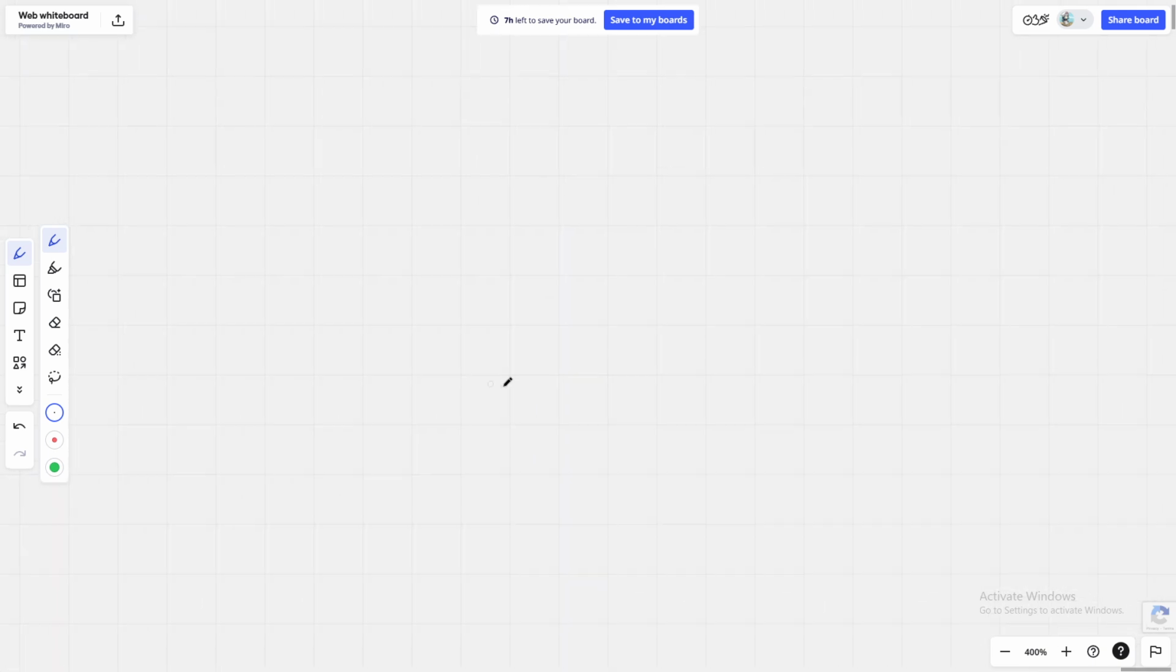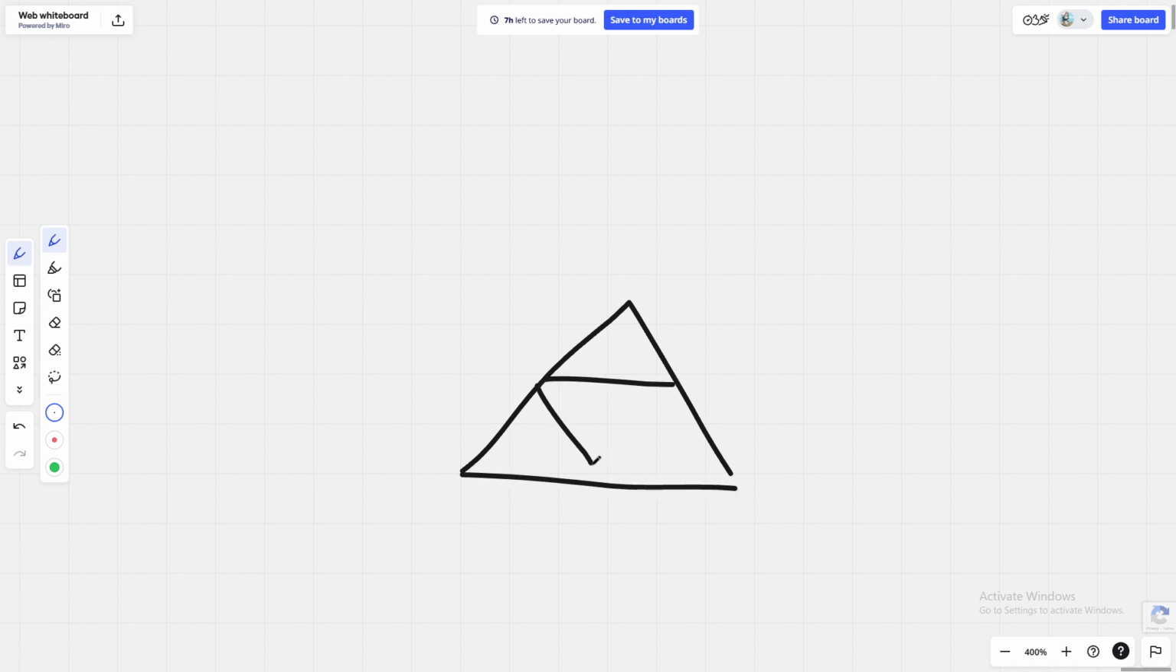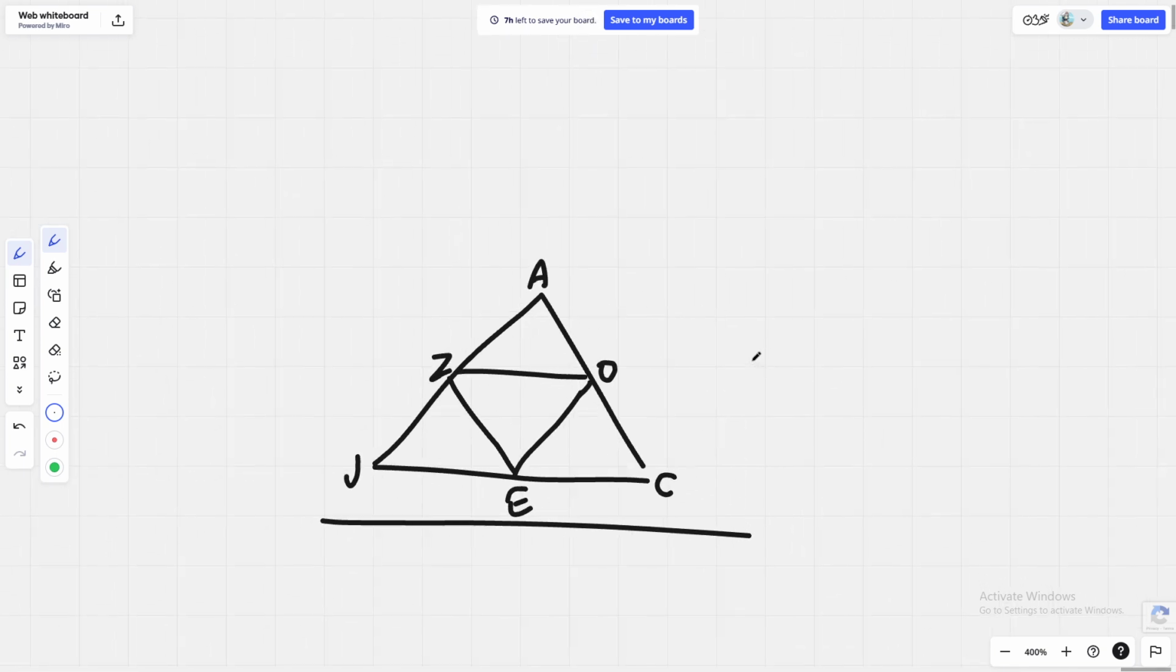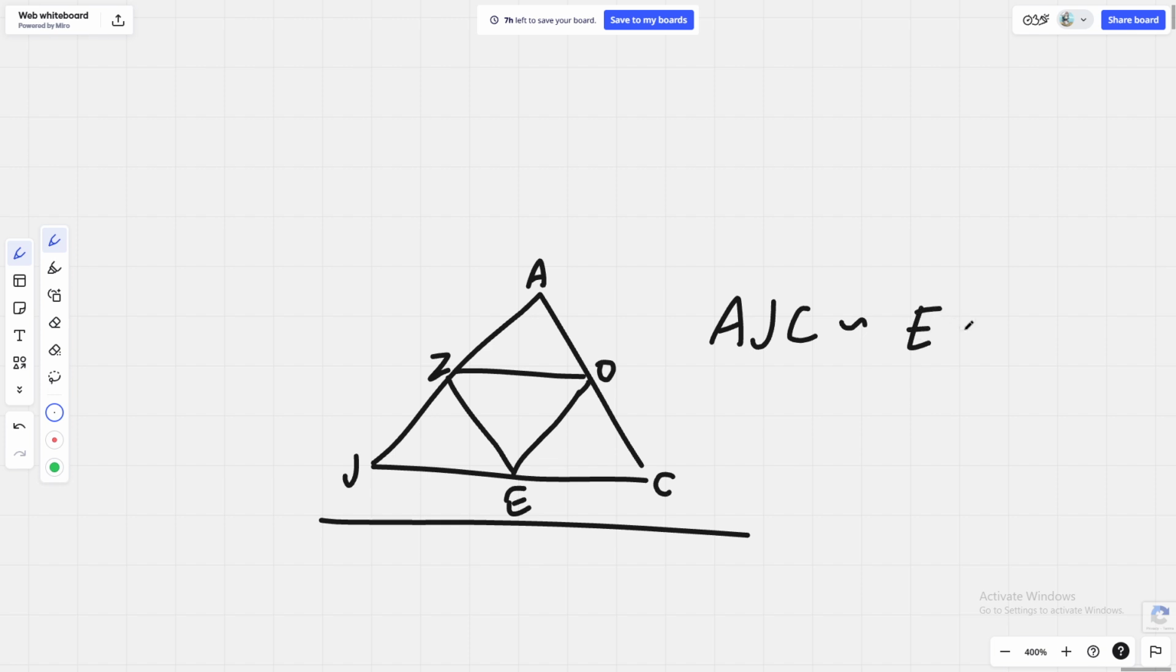Now, let's have some examples. Let's say that you have an equilateral triangle, and they have a midline. So a triangle made out of midlines. Let's name this triangle AJC, and the midline triangle ZOE. So basically, we have AJC is similar to EOZ.